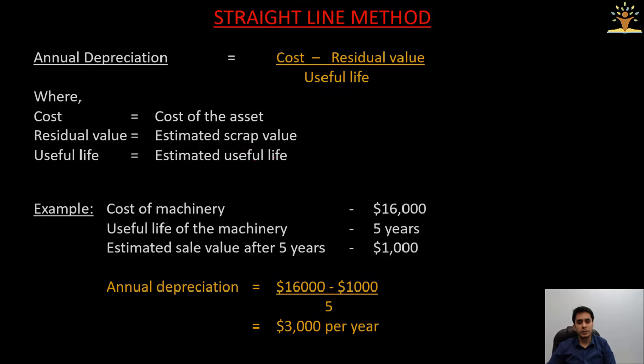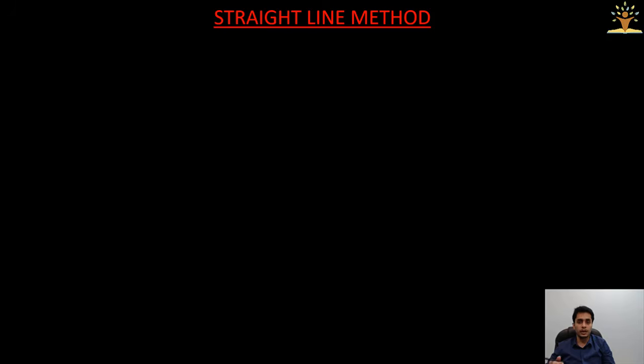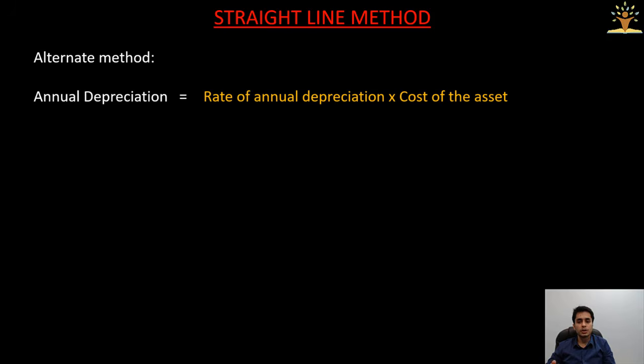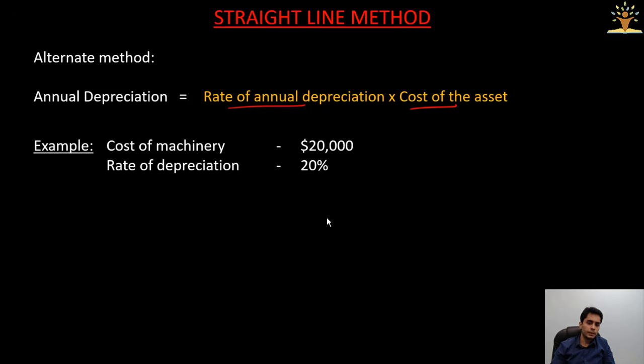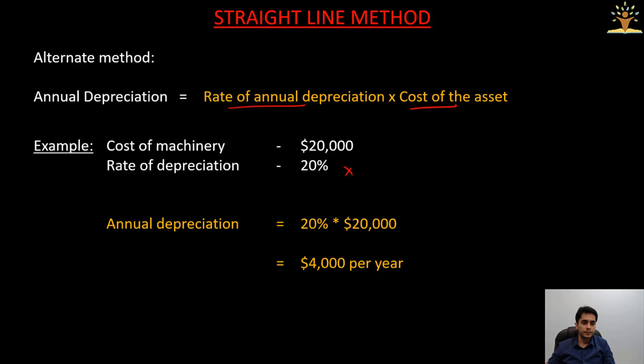Okay. For the straight line method, there is another alternate formula available, which is the cost of the asset, whatever you acquired it for, multiplied by a rate of annual depreciation. There is a specific rate that we'll be using to calculate depreciation every year, which will be given in the question. You multiply the cost with this rate, and you get your annual depreciation amount. Again, we look at an example. Let's say we purchase a machinery for $20,000 and the rate of depreciation given is 20%. So multiply the cost by the rate and you get your annual depreciation as 4,000 per year.